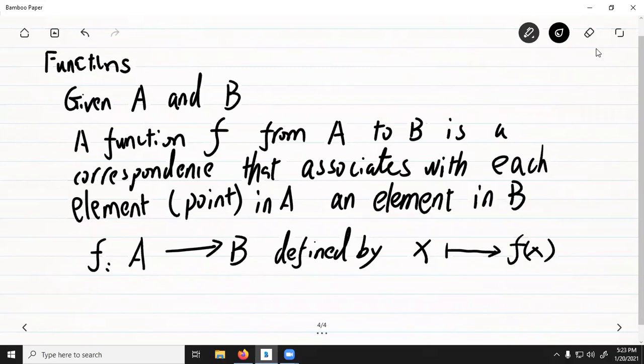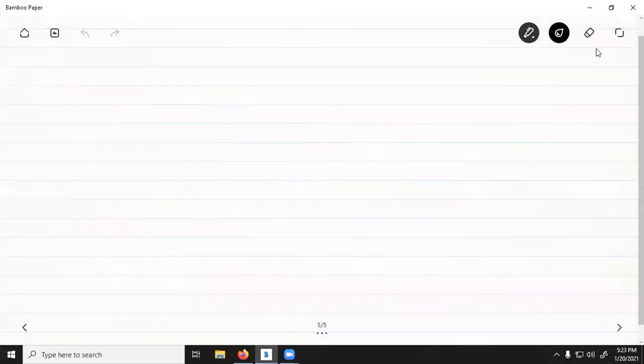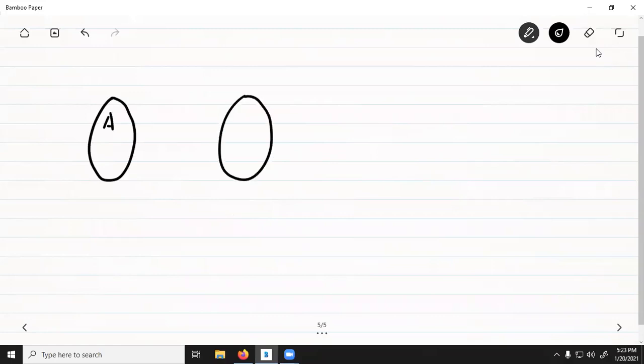So here is the graph we have. If this is set A and this is set B, and then we have element x here.